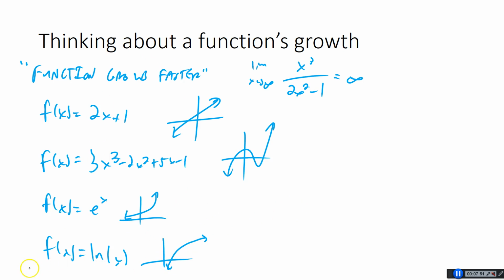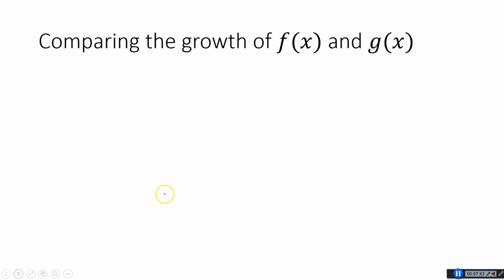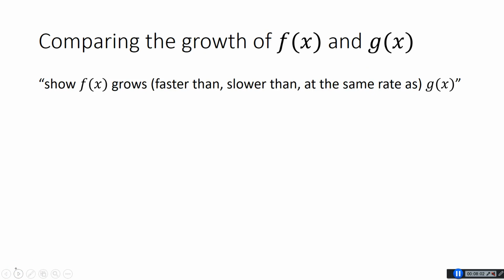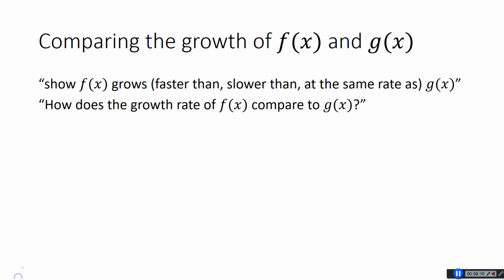So how can we actually compare these things? Let's come up with a formal way to talk about this. If you're given two functions, f of x and g of x, and I want to know which one grows faster, there are usually two kinds of questions you get. You get, show f of x grows faster than, slower than, or at the same rate as some other function g of x. So we have to have a way to prove that or show it. And sometimes you're also just asked, how does the growth rate of f of x compare to g of x? So given one function, how does it compare to the other one? You could choose to make it grow faster, slower, the same. You need to figure that out.